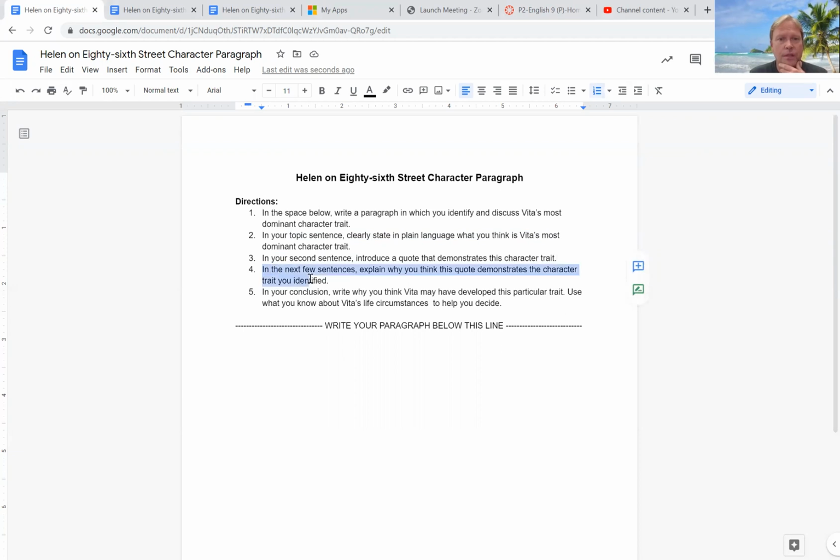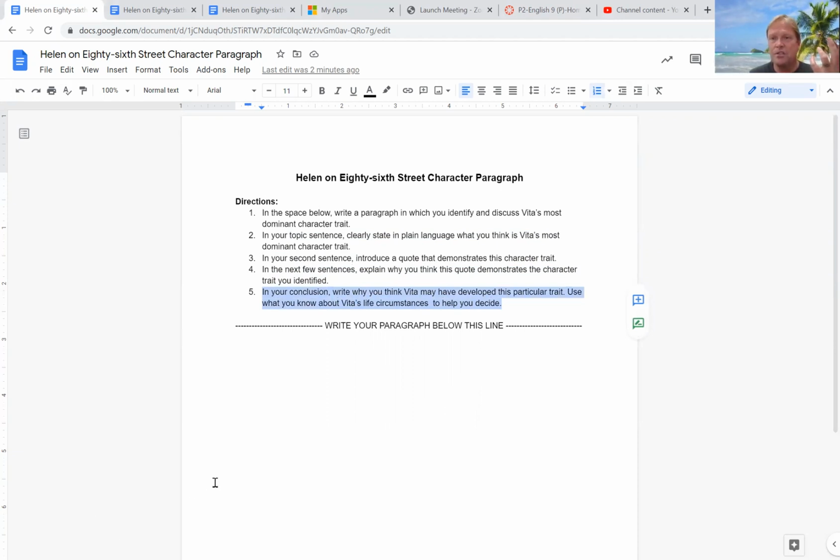Okay, then after you introduce the quote, in the next few sentences, explain why you think this quote demonstrates the character trait you identified. So here's where you're writing multiple sentences explaining your reasoning on why this quote demonstrates the trait that you identified. And then finally, in your conclusion, write why you think Vita may have developed this particular trait.